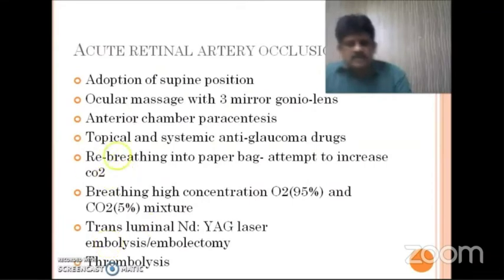Ocular massage using either digital pressure or a 3-mirror gonio lens. Pressure should be applied for 10 to 15 seconds with sudden release, which helps in dislodging the emboli. Reduce intraocular pressure either by paracentesis or with the use of topical or systemic antiglaucoma medication. Rebreathing into a paper bag attempts to increase the carbon dioxide concentration, and breathing high concentration oxygen with carbon dioxide 5%, that is carbogen, helps in dilatation of the arteries.